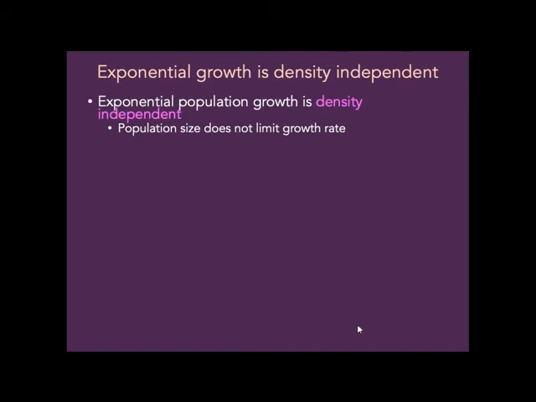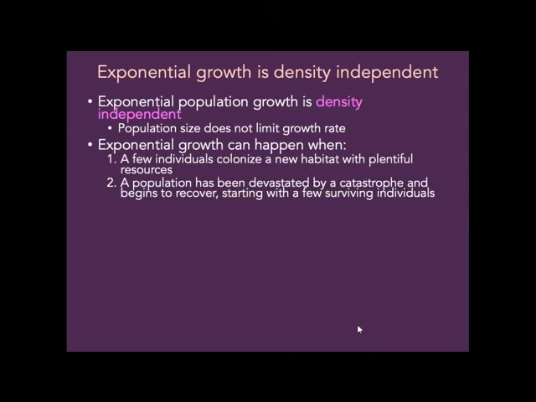So exponential population growth is density independent. It means the kind of growth a population is going to do happens when the number of individuals in the population doesn't limit how big the population can grow. So you can get exponential growth if you just happen to have a few individuals that colonize a new habitat with all sorts of resources, and then those individuals can grow like crazy, right? You can get the same thing happening if you have some kind of a catastrophe and most of the individuals in the population are killed, leaving just a few. Under those circumstances, individuals can grow unchecked without being affected by other individuals in the population.